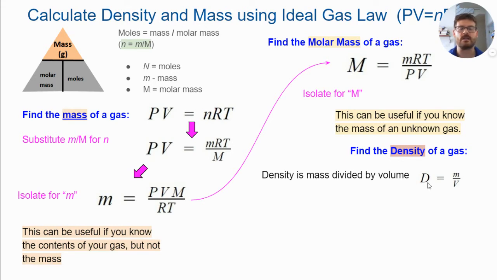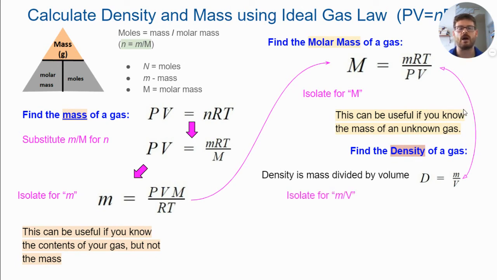We know that density is mass divided by volume. So how can we apply this to what we've shown so far? Well, take a look. It's up there. Can you see where mass divided by volume is up here? Here's mass divided by volume.